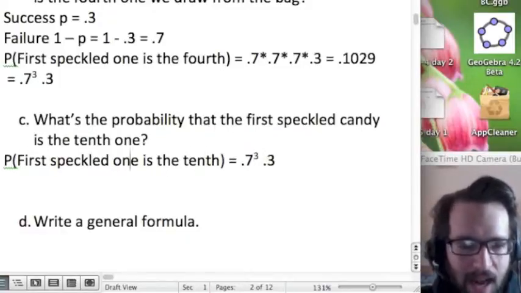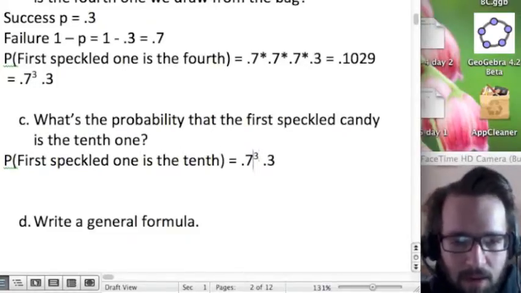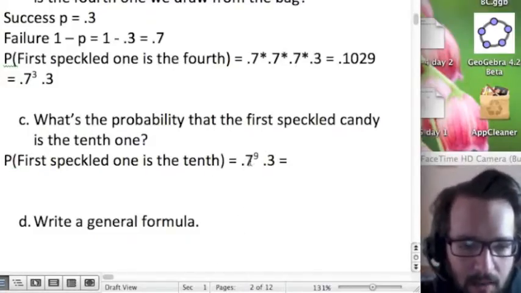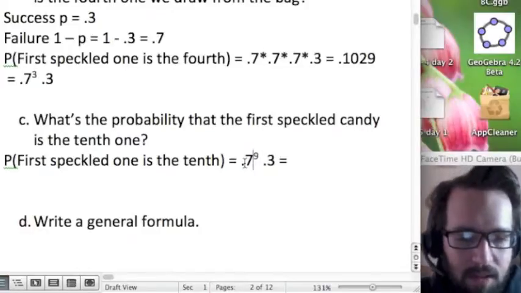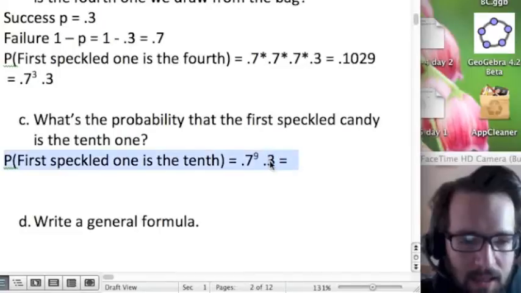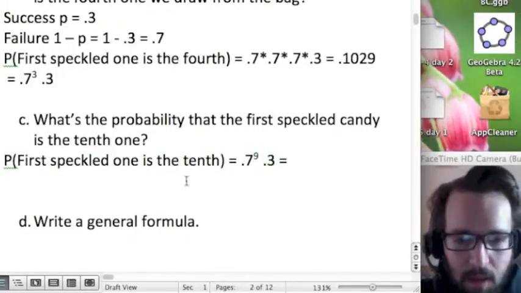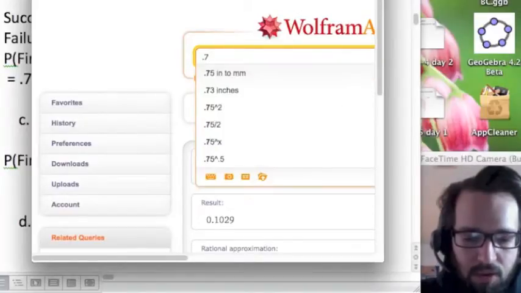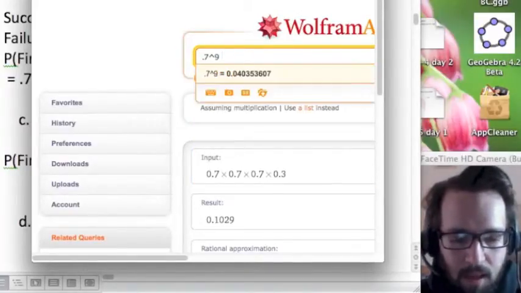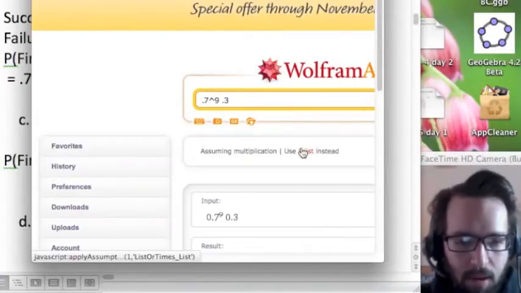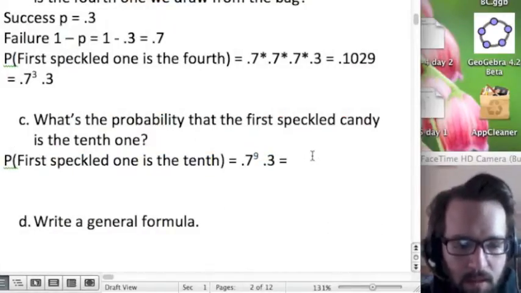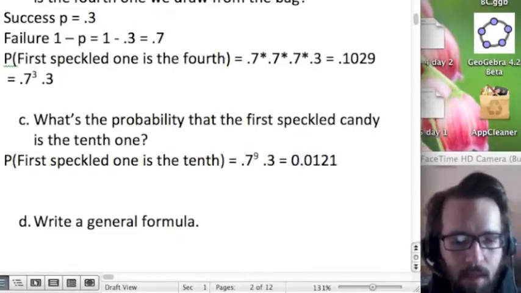Okay, so the first speckled one is the 10th. So the first 9, 1, 2, 3, 4, 5, 6, 7, 8, 9, have to be failures. So this is going to be 0.7 to the 9th power, still times 0.3. The first 9 are all failures, all 0.7s, and then just the 10th one is that 0.3. So that gives me all 10 trials. 0.7 to the 9th times 0.3 is 0.0121. I'll round it off there.